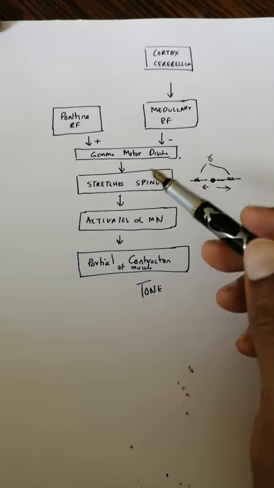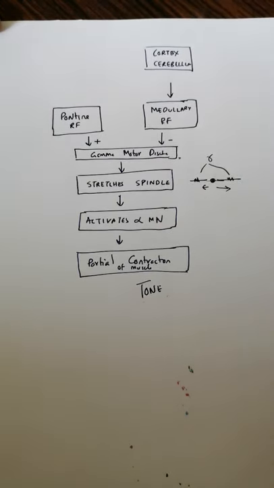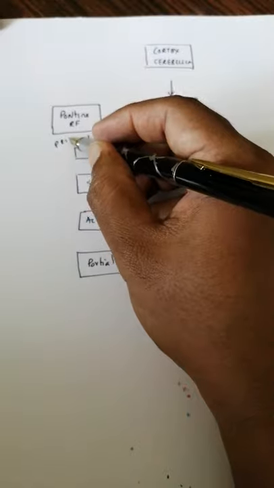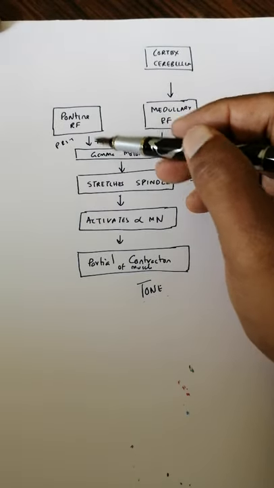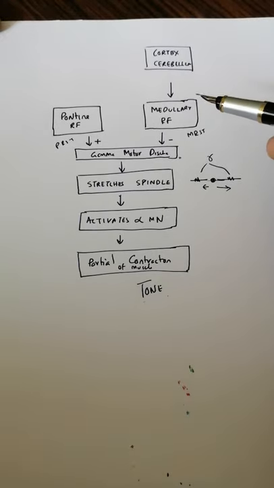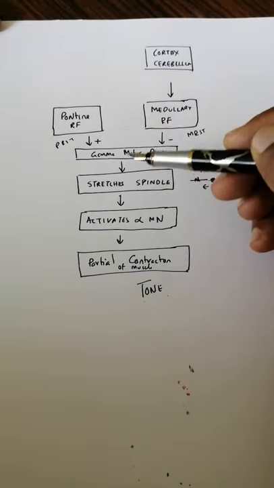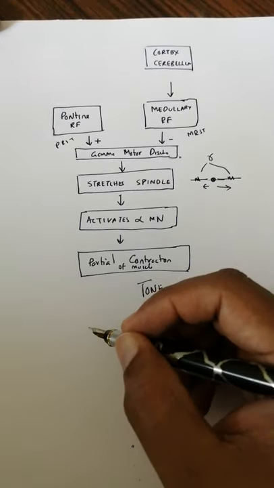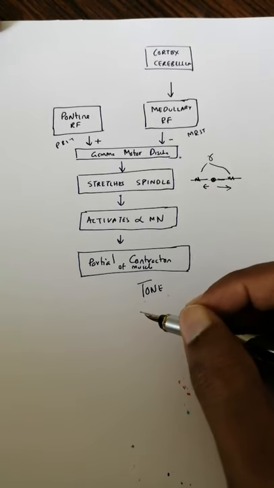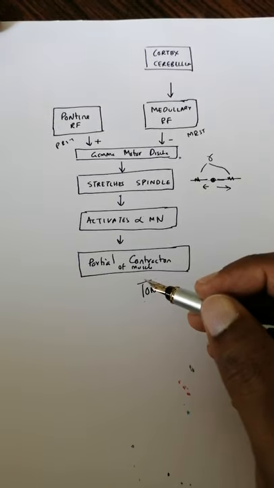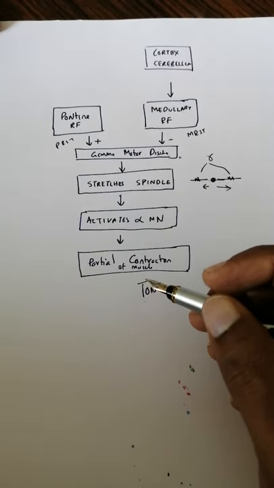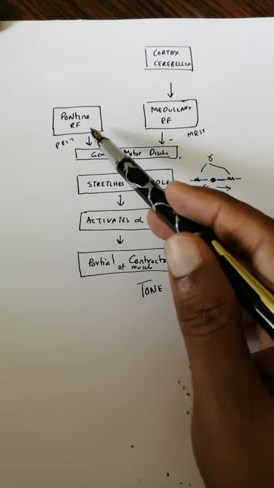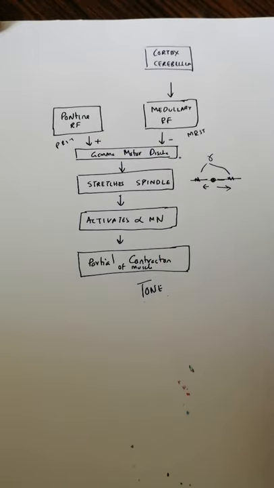So tone occurs due to the gamma motor discharge, and here you can see the medullary reticulospinal tract, and the pontine reticulospinal tract and their role in this. The pontine is facilitatory, and the vestibulospinal tract is also facilitatory, but these are more important, and we will discuss these concepts later when we discuss UMN lesion and decorticate and decerebrate rigidity. So this is how tone is controlled. This is also a very important question for exams, so you can understand some of the roles of the pontine reticulospinal and medullary reticulospinal tracts.